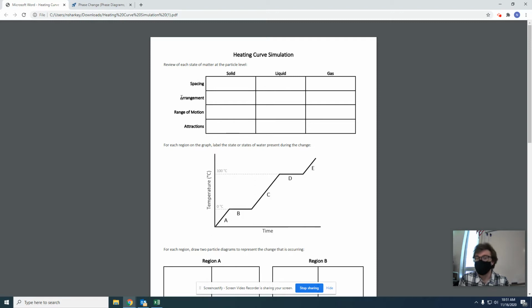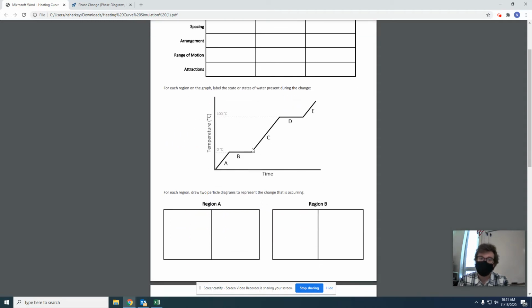When we're talking about the arrangement of particles, we could talk about how rigid or fluid those particles are. The range of motion has to do with how much those particles are moving. And attractions is referring to the level of attraction. So when are particles most attracted, when are they least attracted? And then we get into the actual heating curve.